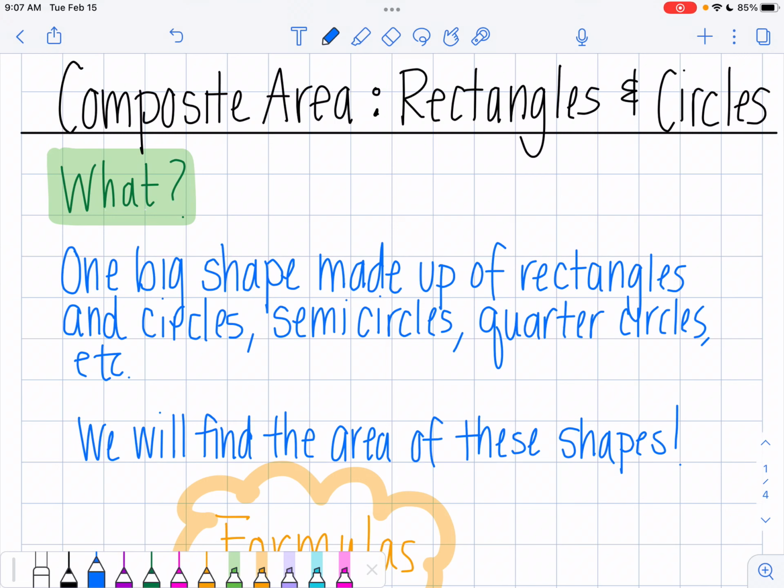Hi there! In this video we're going to talk about composite area of rectangles and circles. So what does that mean? A composite shape is a shape that's made up of multiple shapes. So in this case we're going to make one big shape out of rectangles and circles, and we might even choose some semicircles, and sometimes even in these problems you do quarter circles. So those are things you want to take into consideration when finding the area using the circle formula. And so we're going to find the area of these shapes.